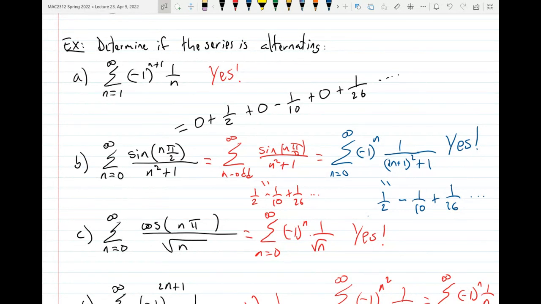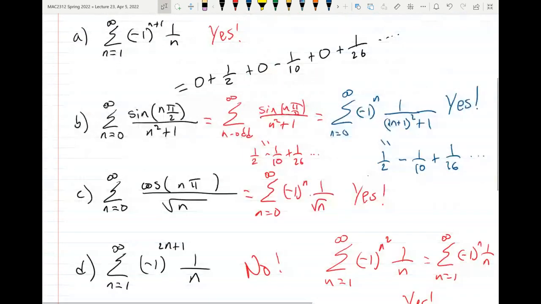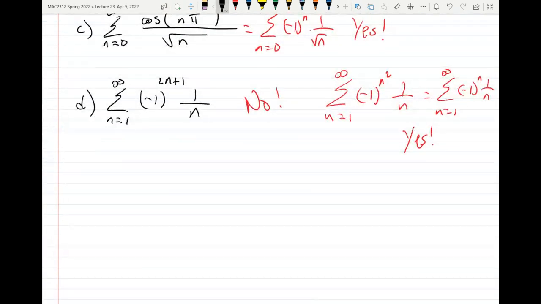All right, so let's go for it. Do you understand what an alternating series is? All right, so now the natural question is, how do we determine convergence?